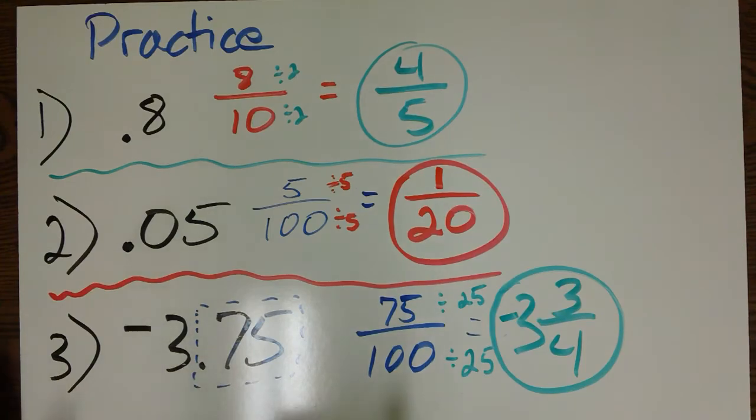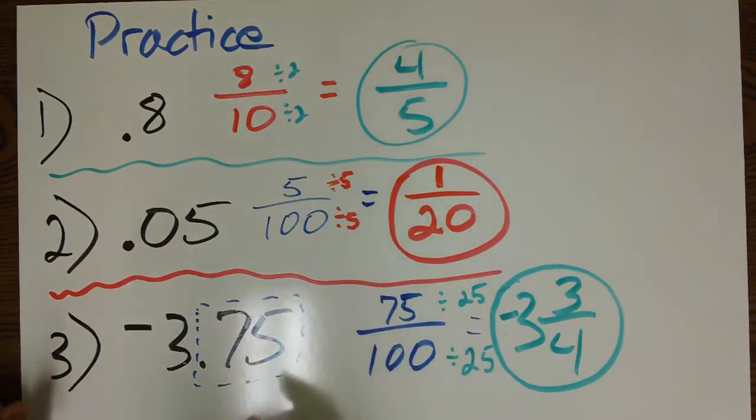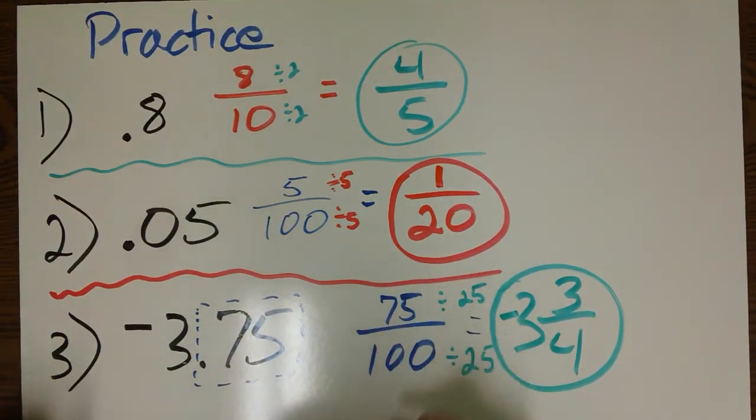So again, this is how you change a decimal into a fraction. You need to know the place value of the last number and write the decimal over that place value as a fraction, and then reduce your fraction.